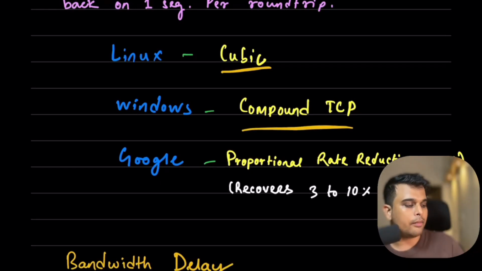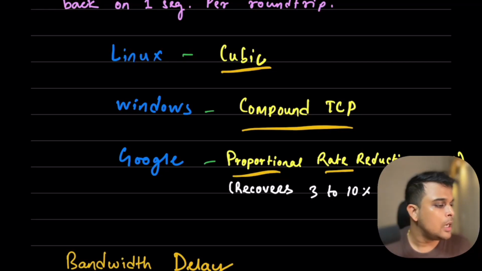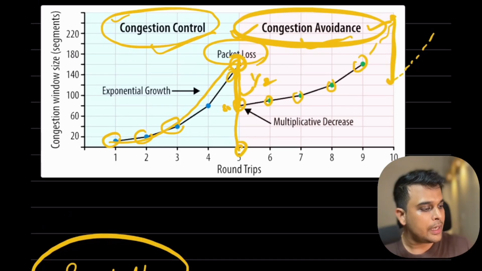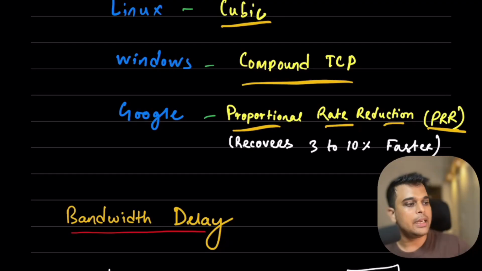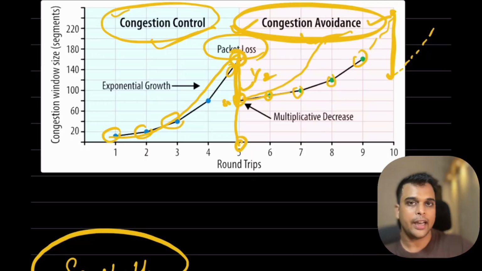Google has invented its own algorithm, which we call Proportional Rate Reduction, or PRR, which recovers 3 to 10% faster, where we are incrementally increasing our rate by 2 to 5%. This PRR mechanism can increase immediately 3 to 10%. So where here, if we are increasing like this, PRR can increase like this. Okay, that fast it can travel.